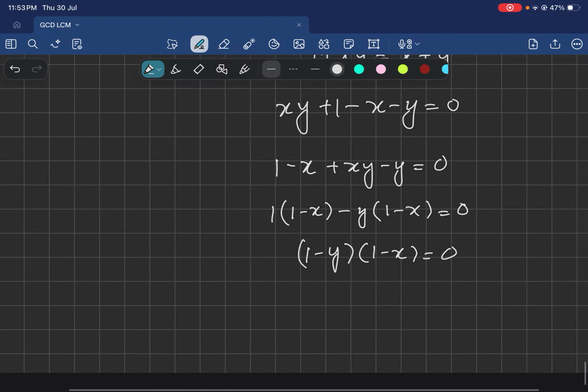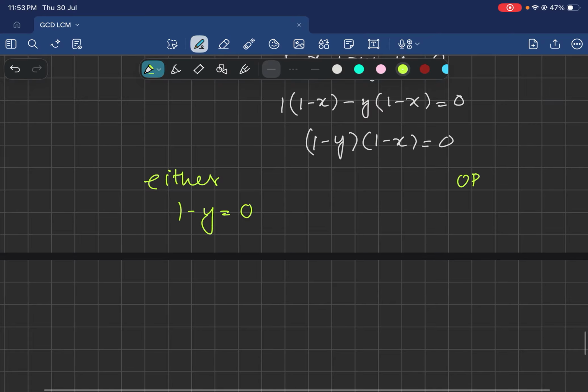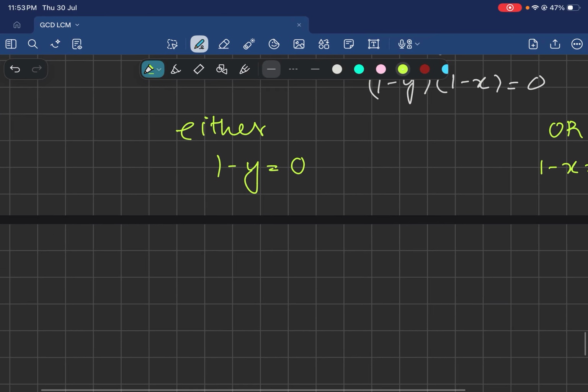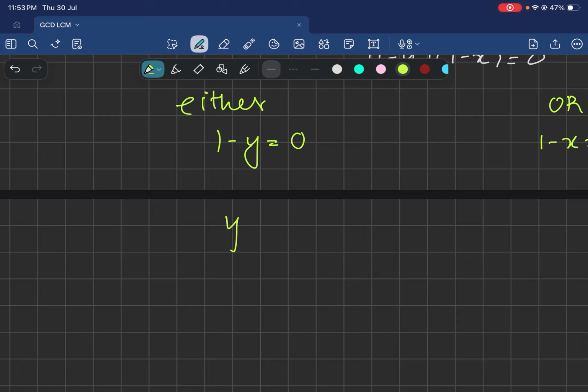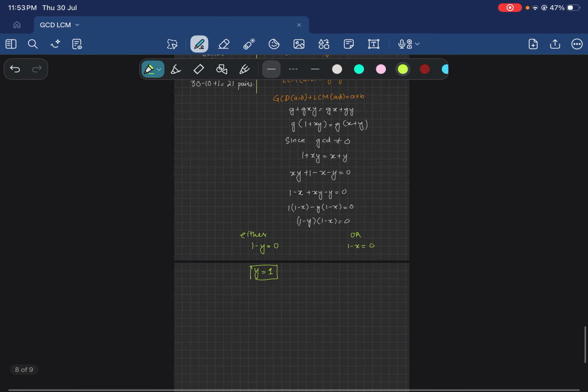Now there are two cases again. Either 1 minus Y is equal to 0, or you can say 1 minus X is equal to 0. So let's just go with 1 minus Y is equal to 0. Then we will get Y is equal to 1, okay? So Y is equal to 1.